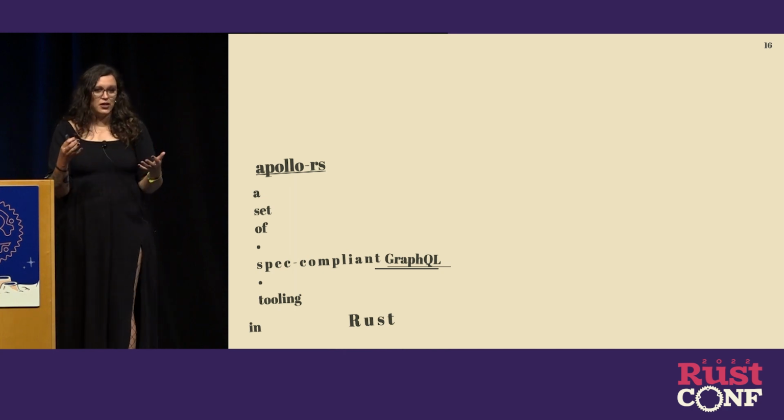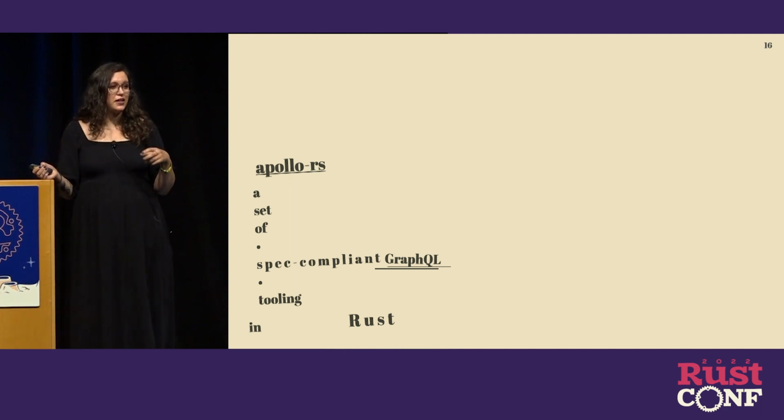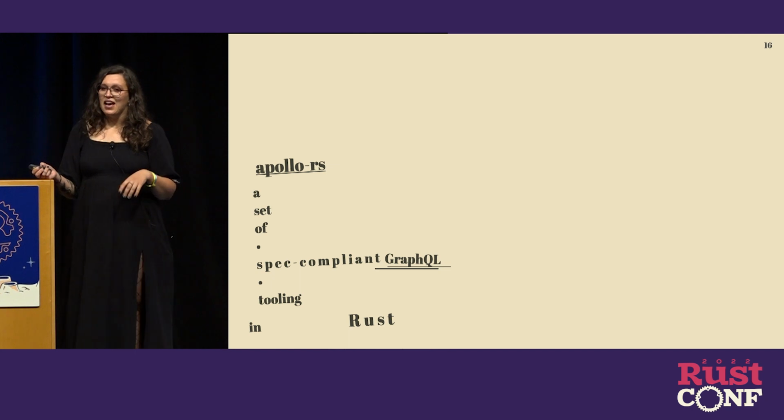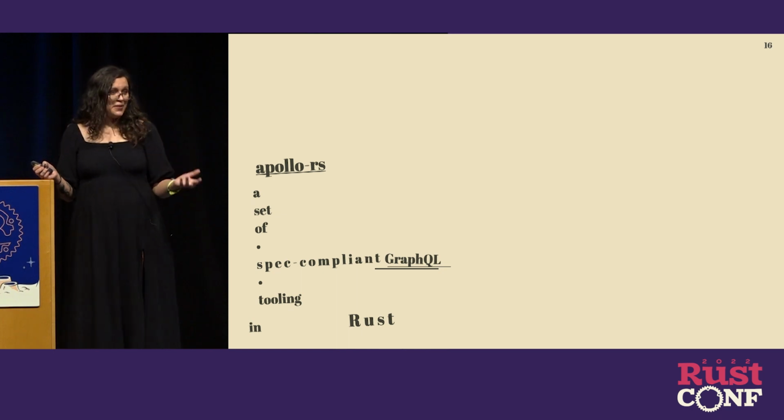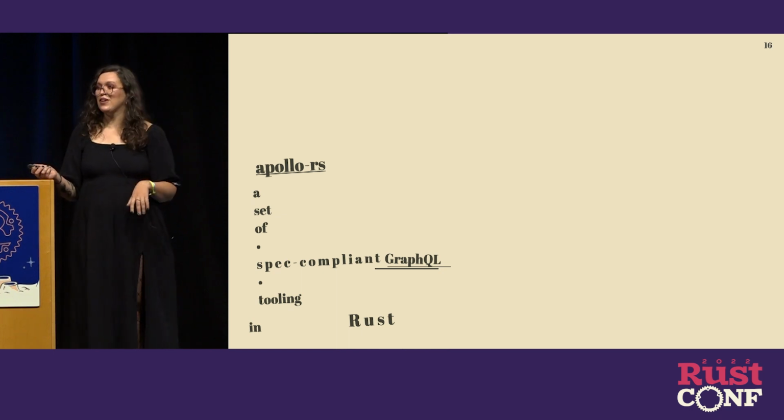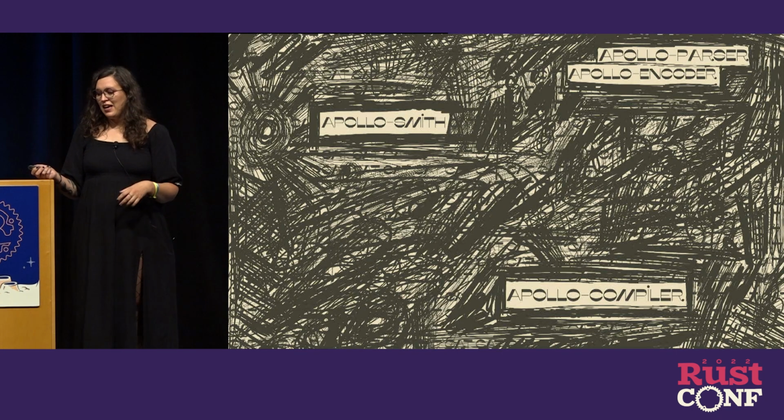But this talk is not really about the things we're rewriting in Rust, but about the backbone of lots of these projects, which is Apollo RS. Apollo RS is a spec implementation of GraphQL in Rust. It is spec compliant and implements GraphQL in general. So this is what we'll focus on today.